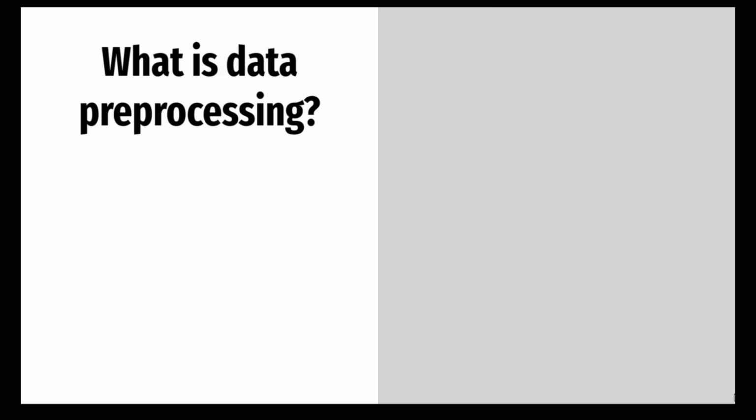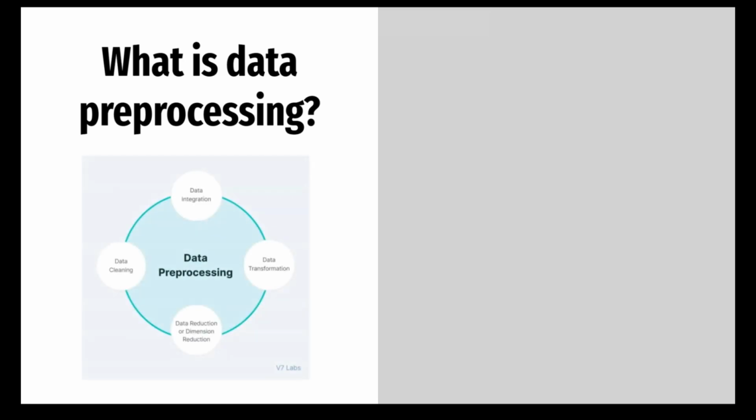So, data pre-processing in machine learning involves a lot of things like data integration, data transformation, data reduction or dimension reduction, and data cleaning. Okay. So, before even talking about that, let's talk about what exactly data pre-processing is.